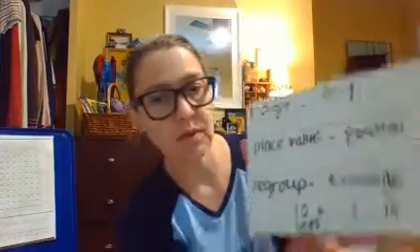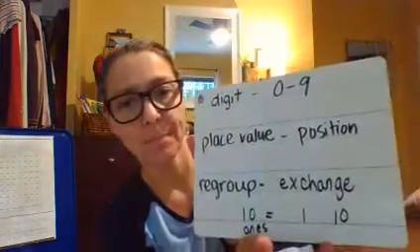So 10 ones equal 1 ten. To make an exchange, and it works both ways. You can exchange 1 ten for 10 ones, or you can exchange 10 ones for 1 ten.